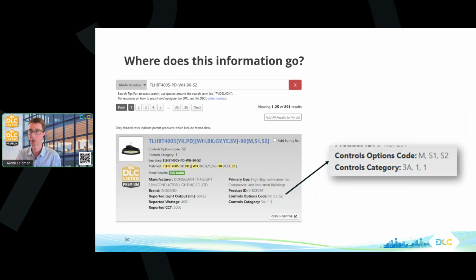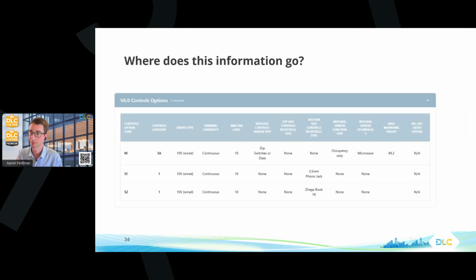In particular, for specific models, when you're searching them, they show up on the QPL in the list with the control option codes and the controls options category that's associated with those codes. So in this example, the controls options codes S1 and S2 correspond to the controls category 3A, 1, and 1 as well. When you open up a product, you'll be able to see the controls option code as well as the details and capabilities for that code.